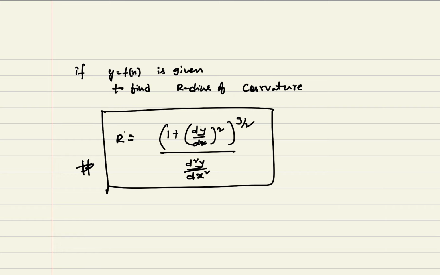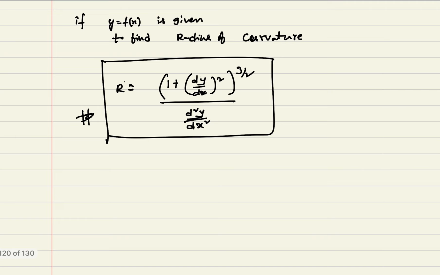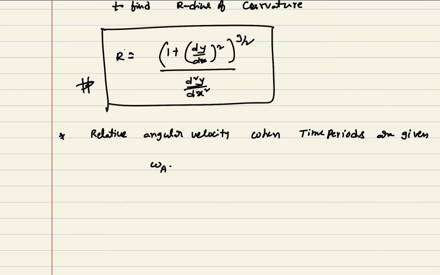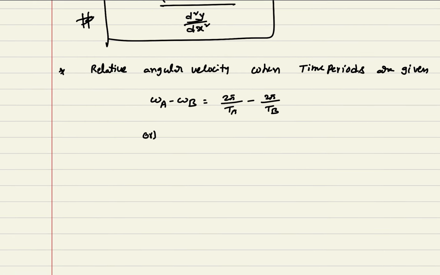I hope you got the points whatever I have given. Sometimes they will give time period relations, so many things they will give to calculate the time period or omega relations. I can write the relative angular velocity when time periods are given, or speeds are given. We can write omega a minus omega b as 2 pi by Ta minus 2 pi by Tb.